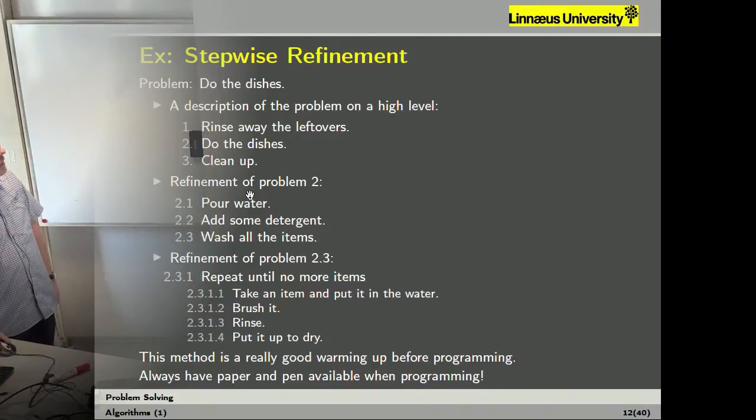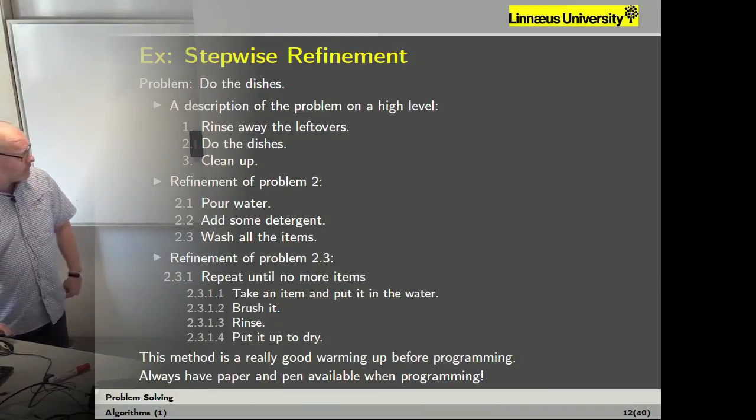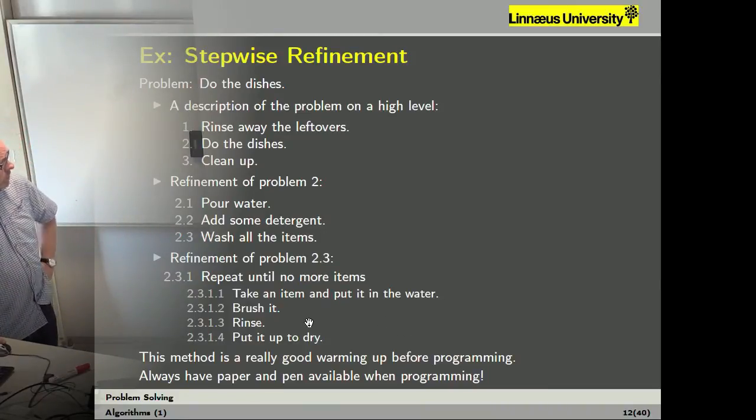Then I take a look at the second problem, do the dishes, and I say, okay, how do I do this one? Pour water, add some detergent and wash all the items. But this one is still a bit vague, I think, wash all the items. So further down here I said, okay, how do we wash all the items? Well, repeat the following steps until there are no more items. Take an item, put it into the water, brush it, rinse, and put it up to dry.